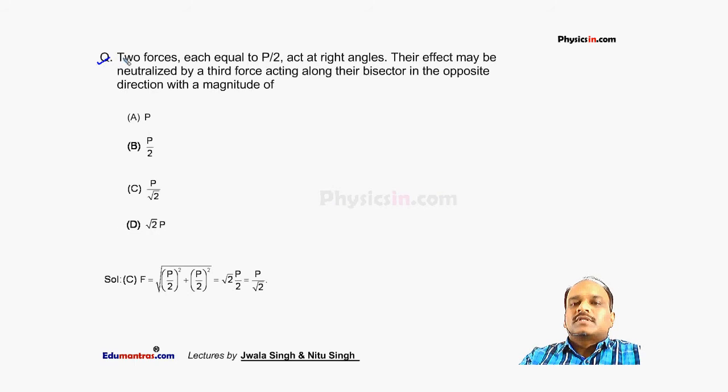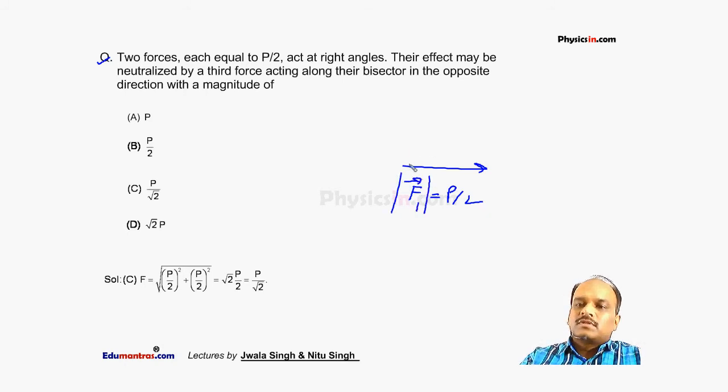This question says two forces, each equal to P by 2, act at right angle. Suppose this is force F1, which is equal to P by 2. This is force F1. The other force is F2.